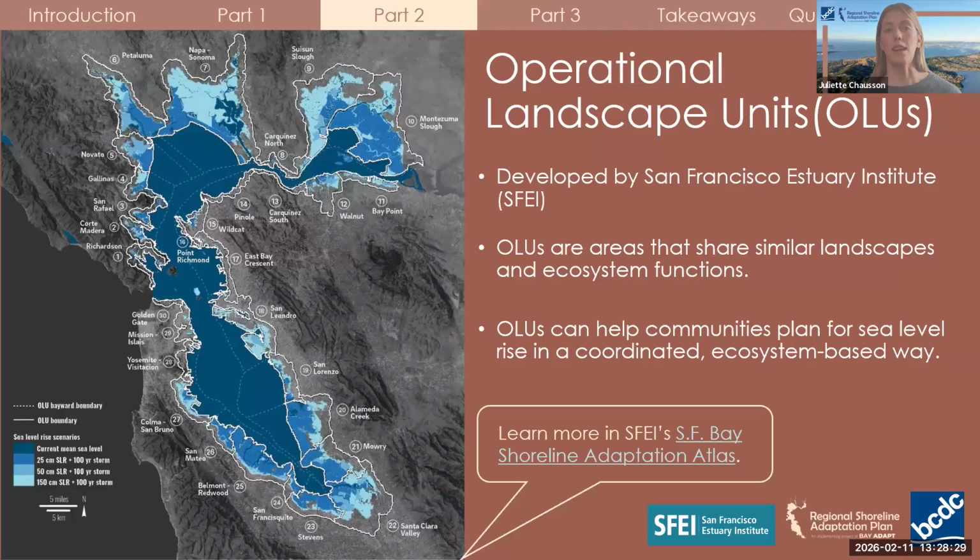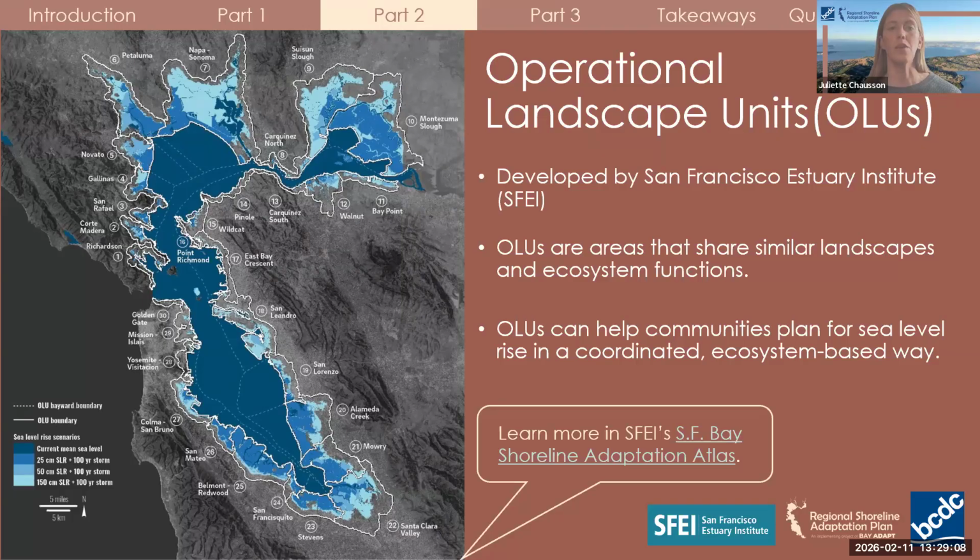OLUs also vary widely in size. Some span multiple jurisdictions, and others may split a single jurisdiction into multiple OLUs. They often extend further inland than traditional shoreline boundaries because they account for how shoreline systems interact with upstream watersheds and upland areas, and they capture the importance of these upland areas for adaptation, including marsh migration, for example. Using OLUs can help communities plan for sea level rise in a coordinated, ecosystem-based way, ensuring that adaptation actions account for how the landscape functions as a whole.